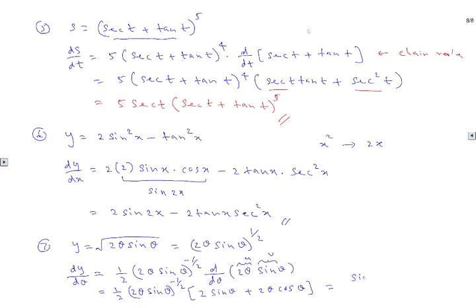sine theta plus theta cosine theta, divided by the square root of 2 theta sine theta. Okay, so that's what you get. Good.